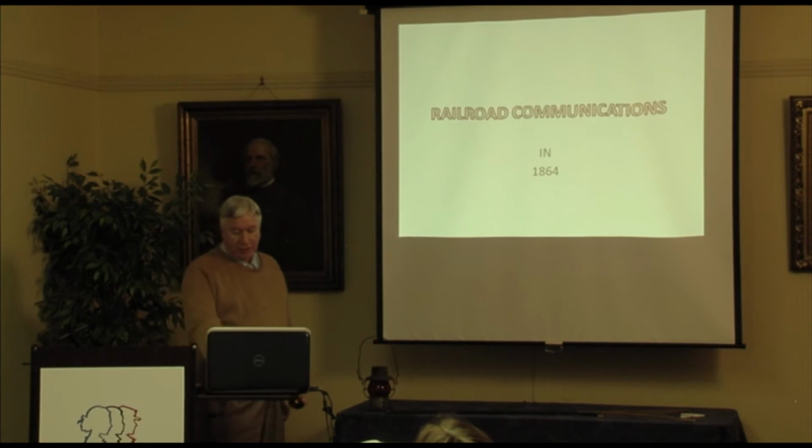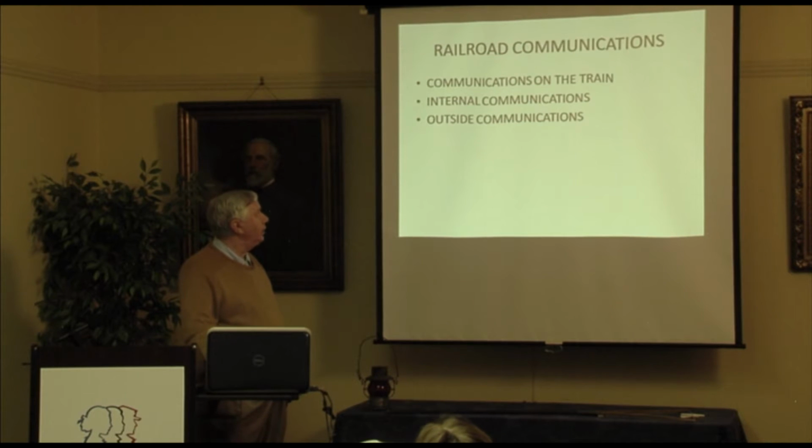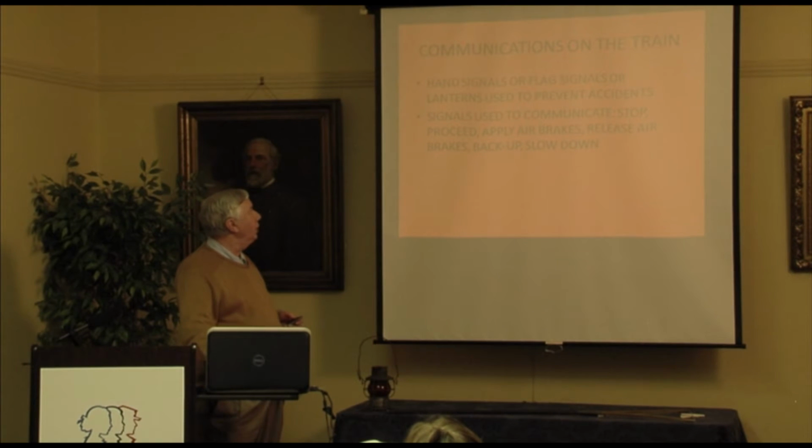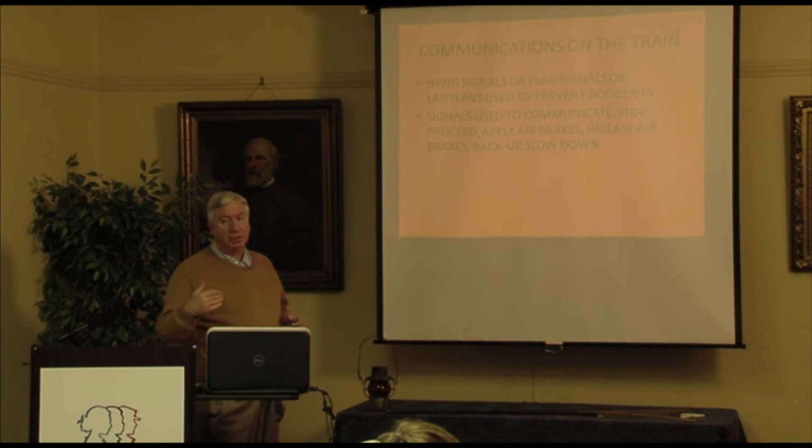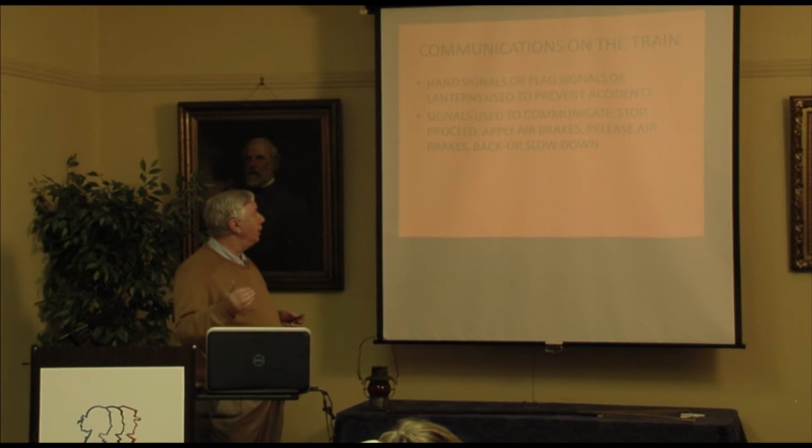So railroad communications in 1864, we're going to look at this from three different perspectives. That's going to be communications actually on the train, internal communications within the railroad, and outside communications, communications between the railroad and the outside world. Okay? Communications on the train involve hand signals or flag signals, lanterns used to prevent accidents. The engineer doesn't make decisions, he does what they're telling him to do through these signals to prevent accidents. Signals used to communicate stop, proceed, air brake, release, back up, and slow down.